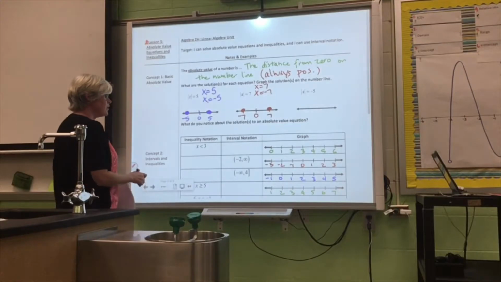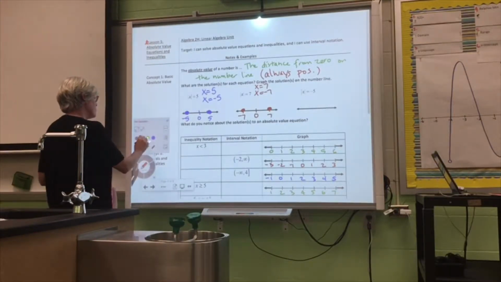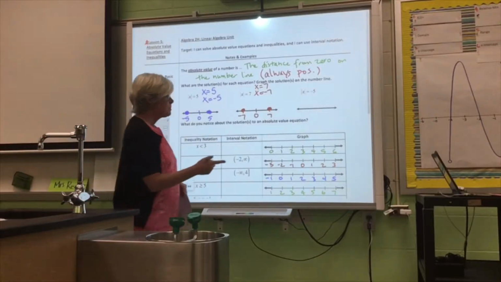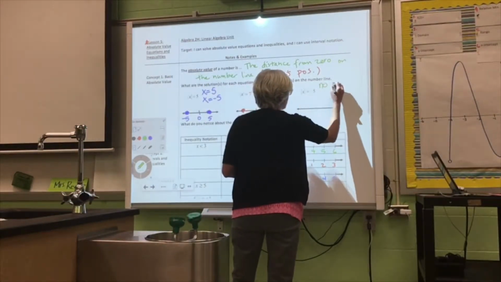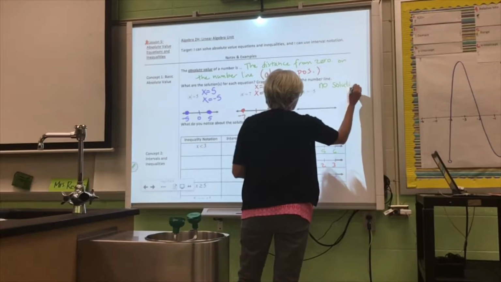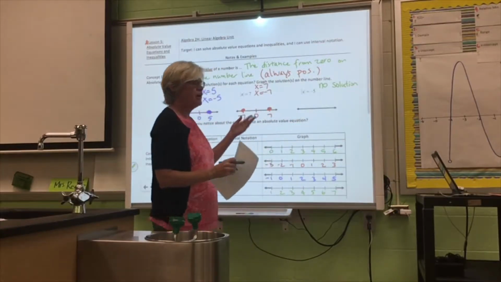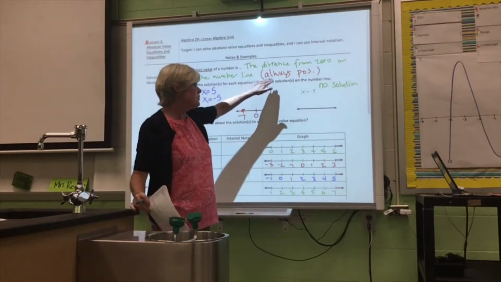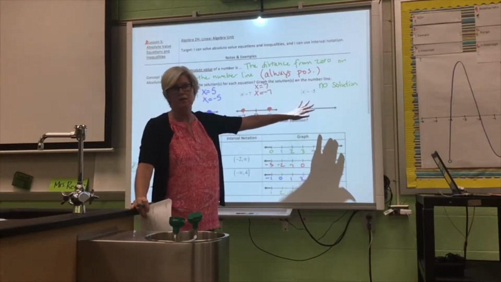What about the absolute value of x is -5? What are the solutions there? No solution, right? There is no number you could plug in there that would give us a negative answer because, like some people say, it's always positive. So that's just not possible.